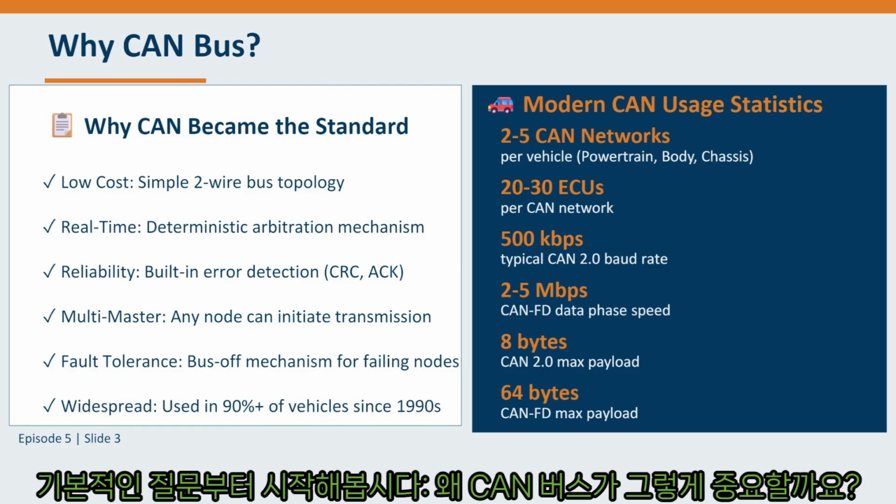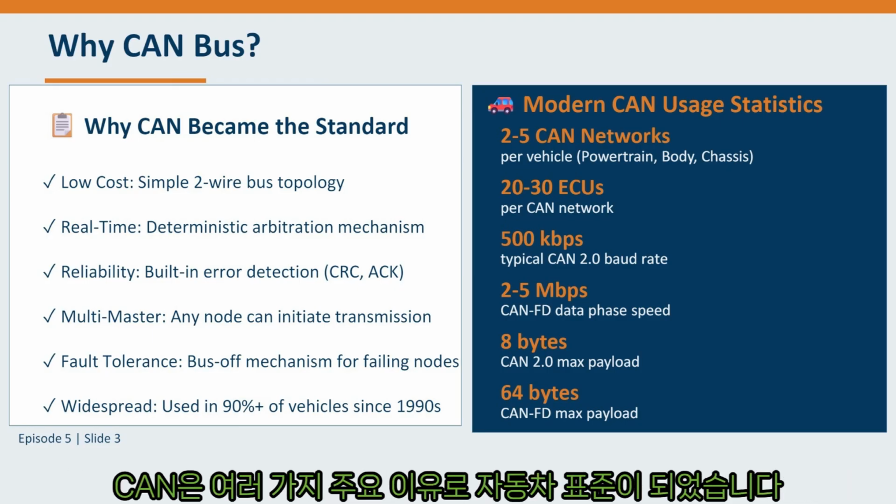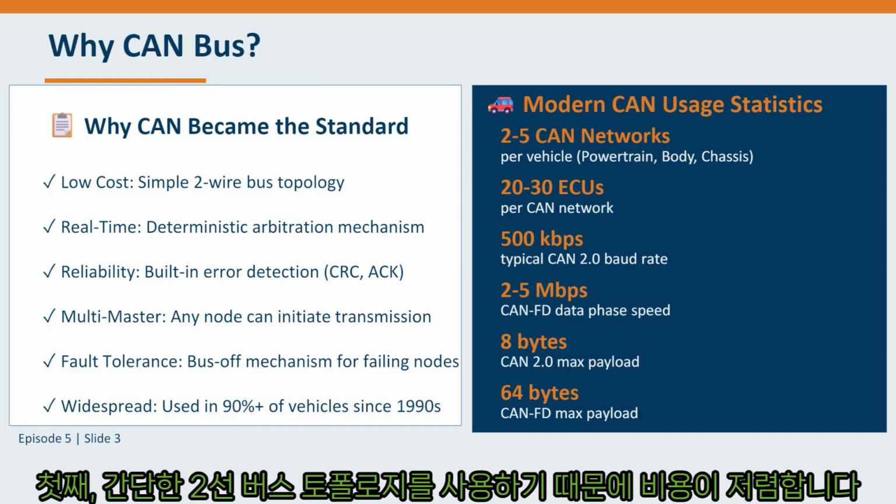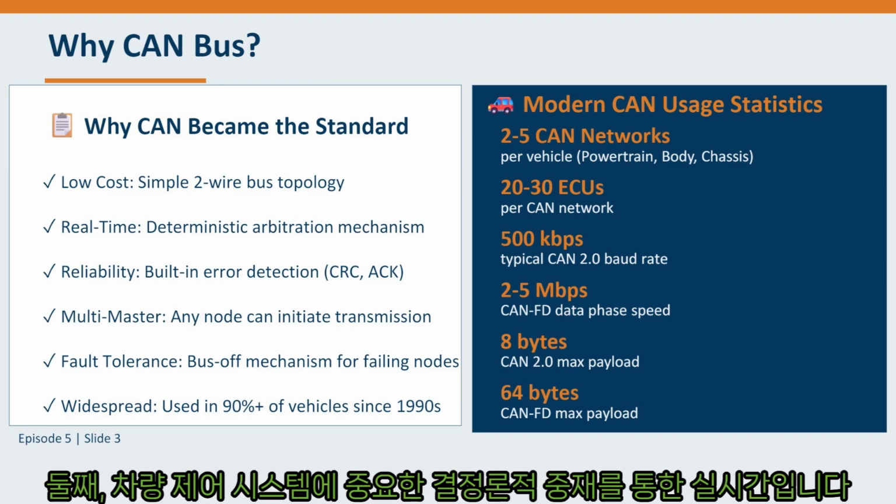Let's start with a fundamental question. Why is CAN bus so important? CAN became the automotive standard for several key reasons. First, it's low cost because it uses a simple two-wire bus topology. Second, it's real-time with deterministic arbitration, which is crucial for vehicle control systems.